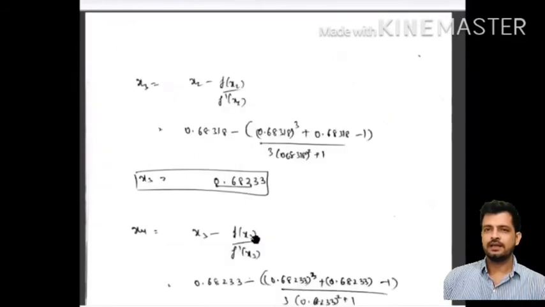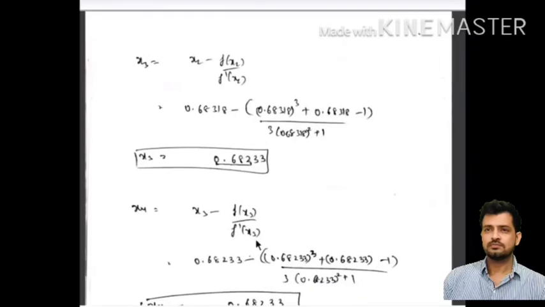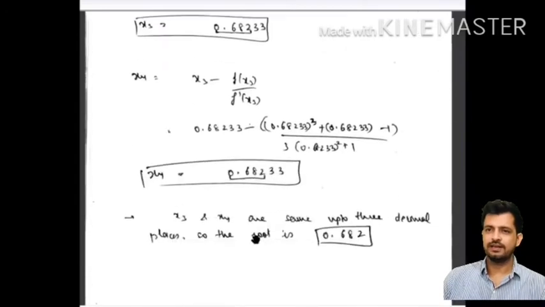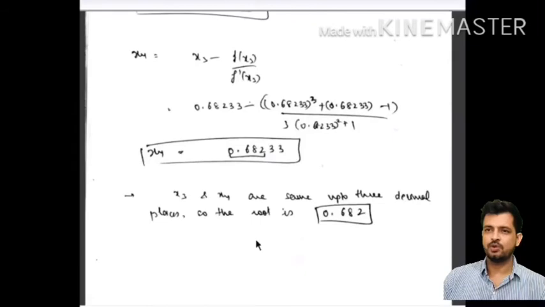Now to find x3, x4 and so on, we have to just replace the value of x. If we want to find x3, then we have to replace x1 by x2. So the formula will be x2 minus f of x2 upon f dash of x2. Similarly, for x4, the formula will be x3 minus f of x3 upon f dash of x3. By solving this, we can get the value of x4 as 0.682.